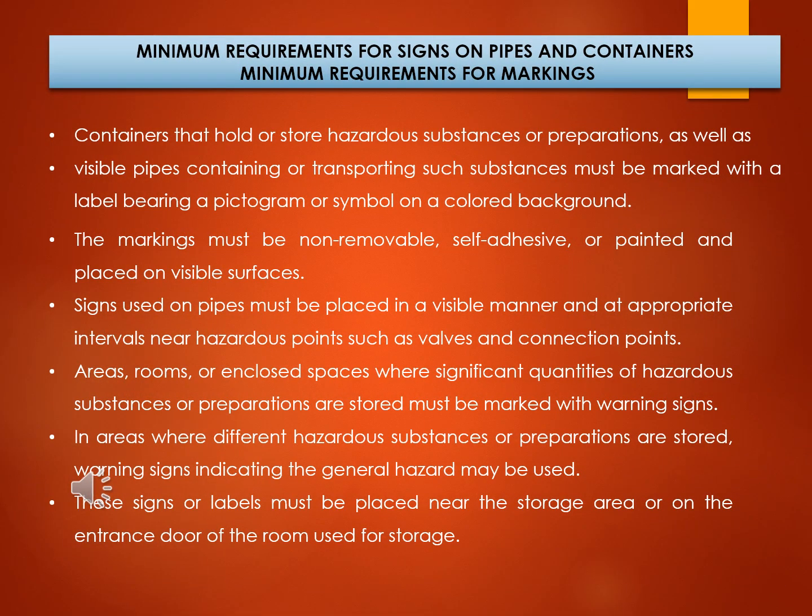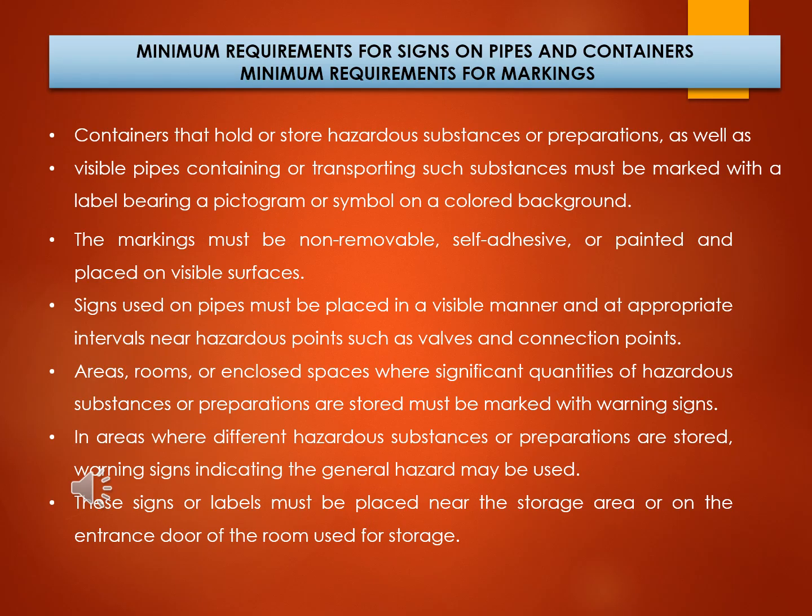Minimum requirements for signs on pipes and containers, and minimum requirements for markings. Containers that hold or store hazardous substances or preparations, as well as visible pipes containing or transporting such substances must be marked with a label bearing a pictogram or symbol on a colored background. The markings must be non-removable, self-adhesive, or painted and placed on visible surfaces.